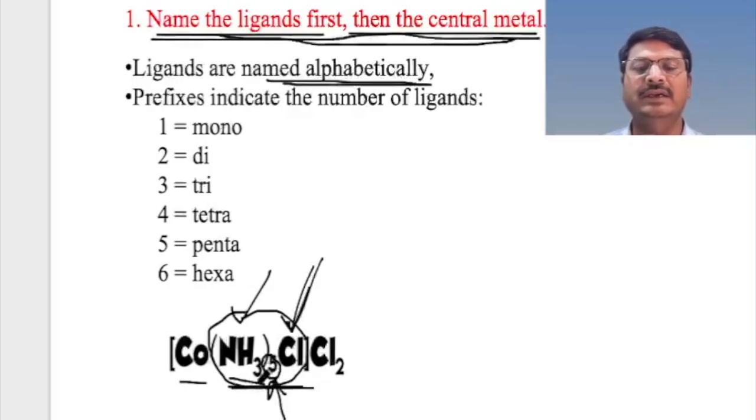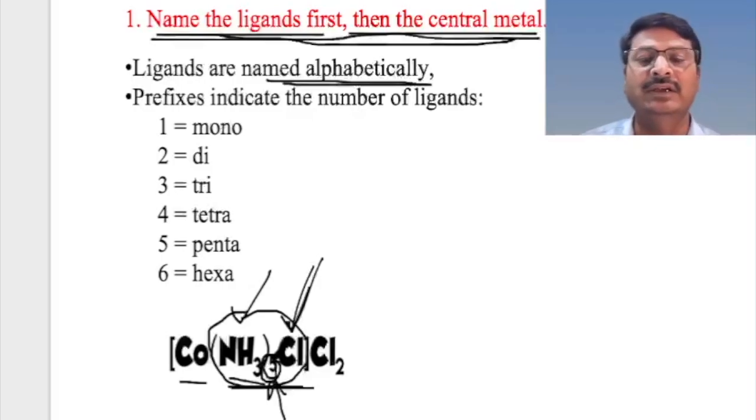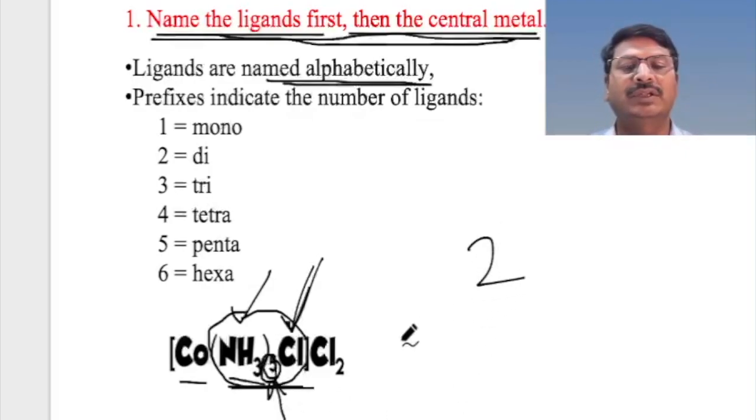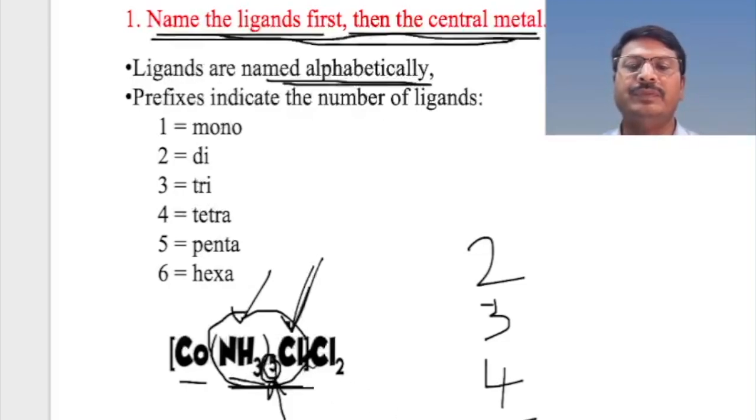Like that, you have to write the ligand names in alphabetical order, using prefixes for the number of ligands, like mono, di, tri, tetra, penta. That depends upon the number of ligands. If 2 ligands are there, before it you write di. If 3 ligands are there, tri. 4 ligands, tetra. Here this molecule has 5 ammonia, so you write penta. So pentaamine chloro. This is the first part.